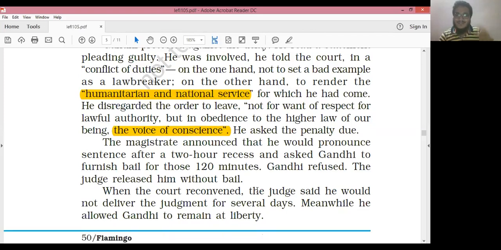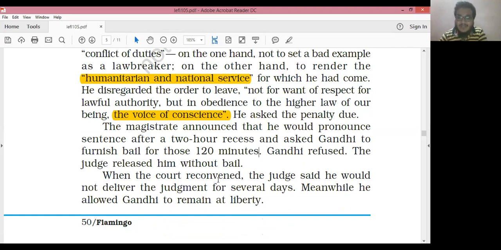So see what happens, students. When the court reconvened, the judge said he would not deliver the judgment for several days. When the court was back again, he would not deliver the judgment for several days. He stopped giving the judgment because if he made a mistake, it would be a blunder, and due to which he would be in trouble. Meanwhile, he allowed Gandhi to remain at liberty. He allowed Gandhi to be free. Whatever he wanted, he could do.